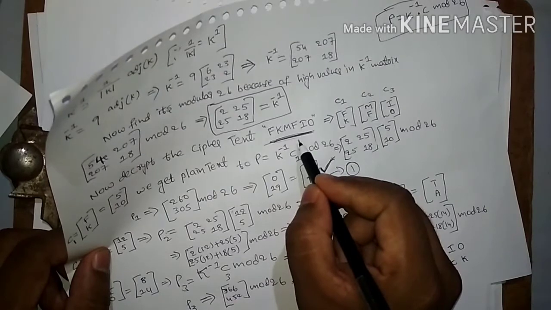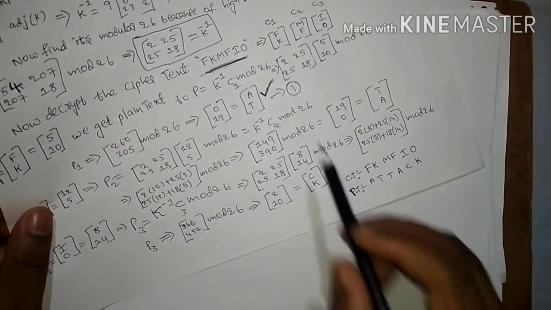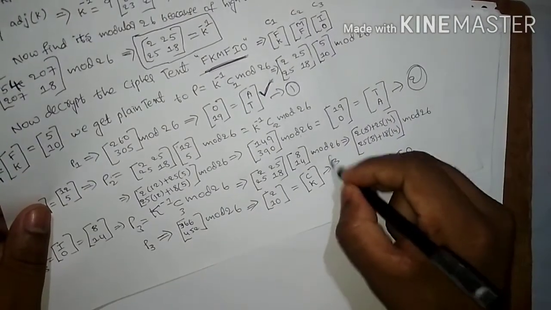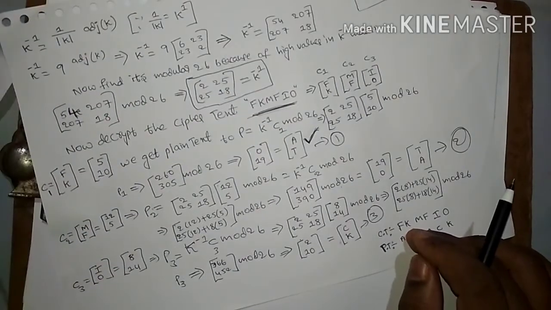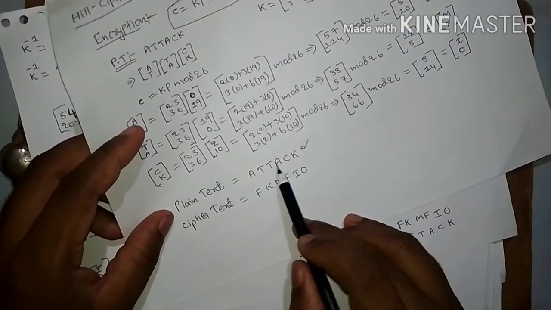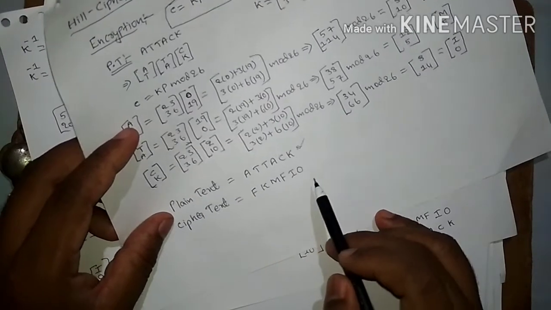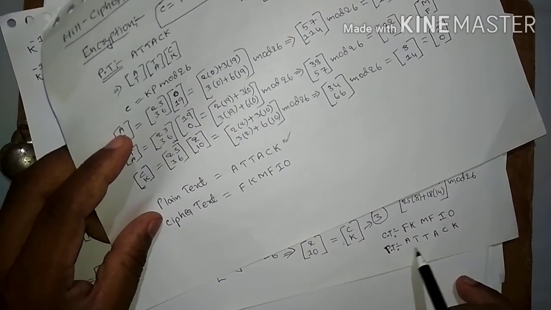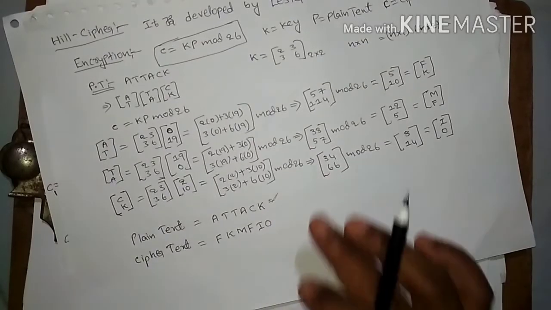So we are taking the ciphertext FKMFIO. We are getting plain text: first one is AT, second one is TA, third one is CK: ATTACK, attack. So in the first step, in the encryption, the plain text is attack and we get the ciphertext FKMFIO. Here we take decryption of FKMFIO and we generate the same plain text, attack. So this is the 2 by 2 Hill cipher.